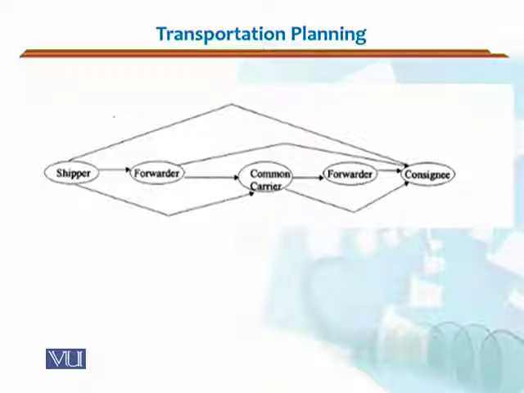The shipper would give it to the forwarder, and the forwarder might directly send it to the consignee. Or the shipper will provide the consignment to the forwarder, who will provide it to the common carrier, and the common carrier can ship it to the consignee. Or shipper to forwarder to common carrier to forwarder, and that forwarder will provide it to the consignee. Similarly, the shipper might directly provide the material to the common carrier, without requiring a forwarder, and that common carrier might directly provide the product to the consignee. So transportation planning can have different modes and links.